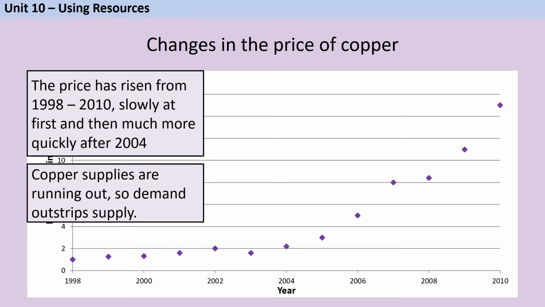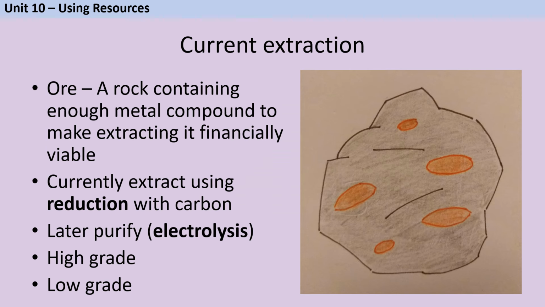And the reason for this is that supplies of copper are running out. So the copper that's still available becomes much more expensive because the demand is outstripping the supply. Most metals are extracted from ores, which are rocks that contain enough of the metal compound to make extracting it financially viable. In other words, we can make money from it.